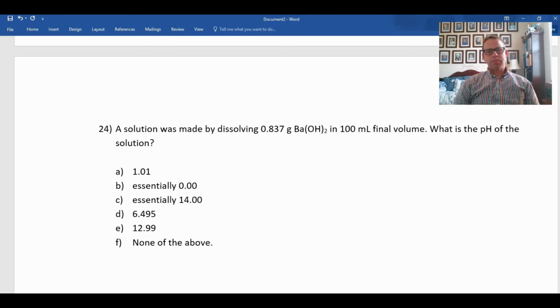Okay, here is our next problem. Take a look at this one. See if you can solve it. Push pause. Take your time. Try to solve it. All right, so the answer to this one is E.